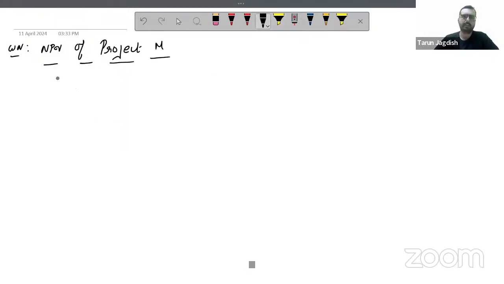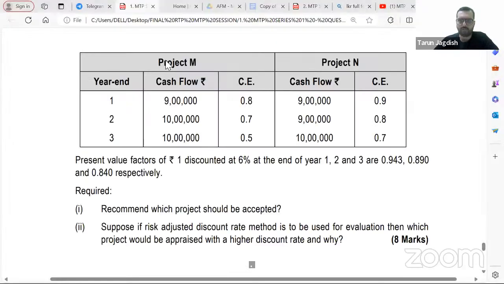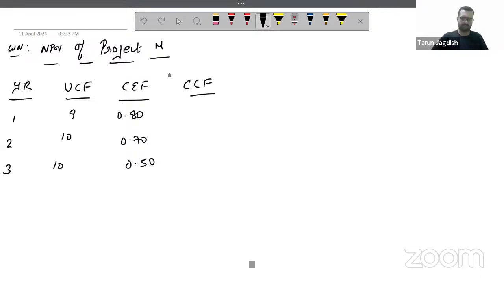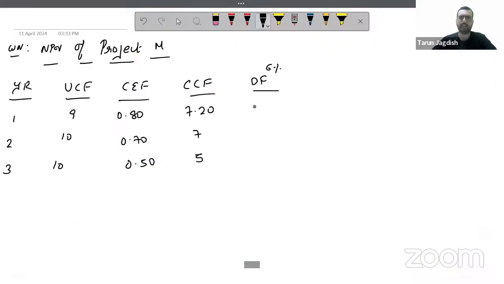Done? Yes, friends. So here I'll just write down. Here I have 1, 2, 3. Uncertain cash flow is 9 lakh, 10 lakh, 10 lakh. Certainty equivalent factor is 0.8, 0.7, 0.5. From this, you will get the certain cash flow. That will be 7.2, 7, and 5. Now you will use a discount factor at how much percentage? 6%. That is the RF. Certain cash flows are discounted at the risk-free rate.